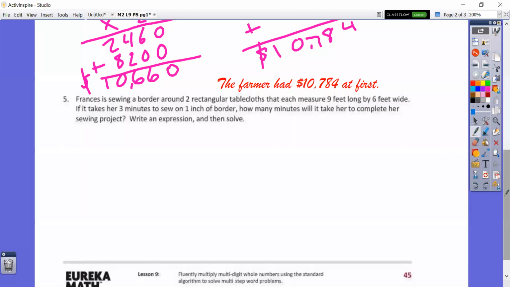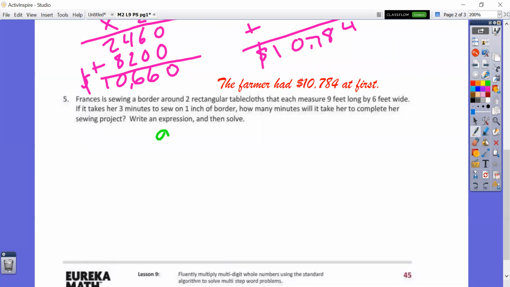All right, so this word problem is loaded. This one we might want to do together. So let's think about this expression. Well, we are sewing a border around 2 tablecloths that are rectangular, that are 9 feet by 6 feet. And they're talking about sewing on a border, 3 minutes for each 1 inch. Well, we're not talking about the inside part of the tablecloth. We're talking about the outside. So that would be the perimeter.